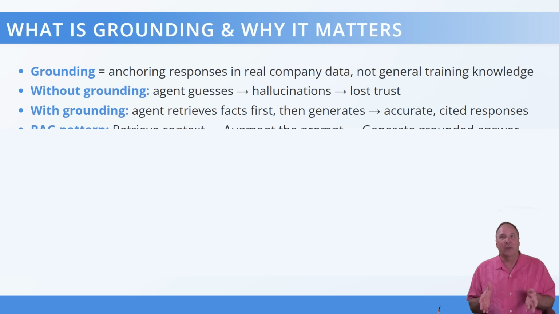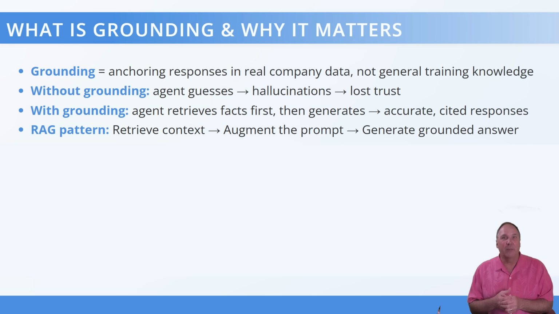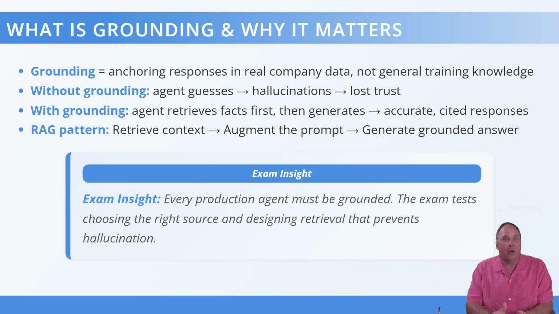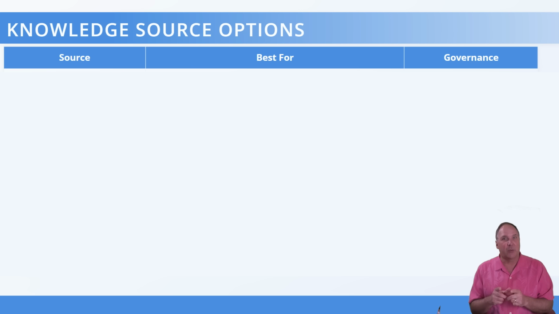The pattern is called RAG, Retrieval Augmented Generation. Retrieve relevant documents, augment the prompt with that context, and then generate a grounded response. We'll walk through the full architecture later in this lecture. For now, just know that RAG is the most important pattern for enterprise AI agents, and the exam expects you to design grounding strategies using the right sources for each data type. All right, let's look at the sources.